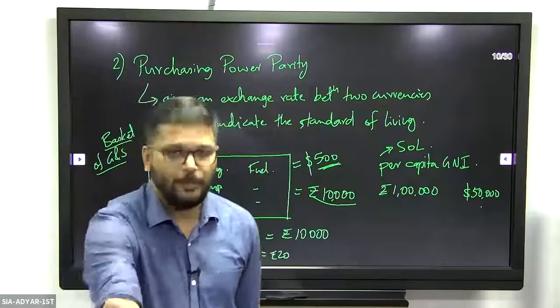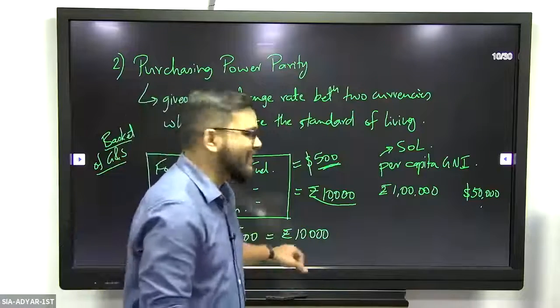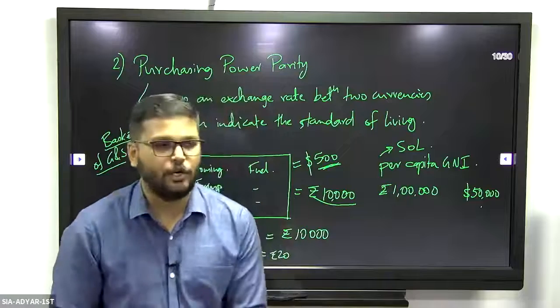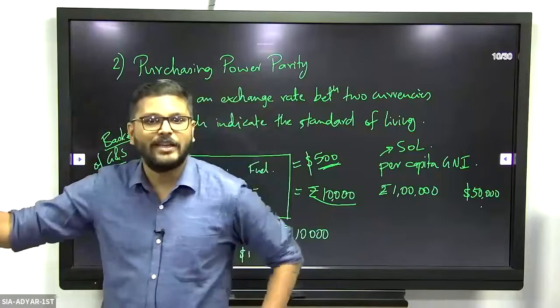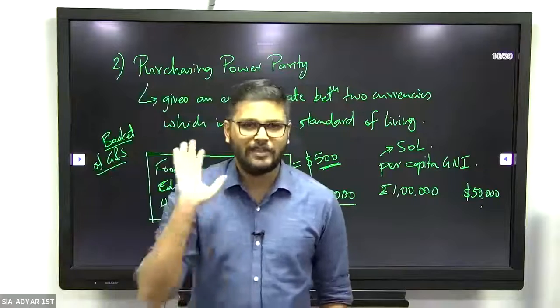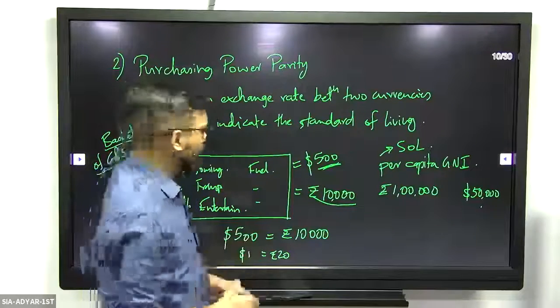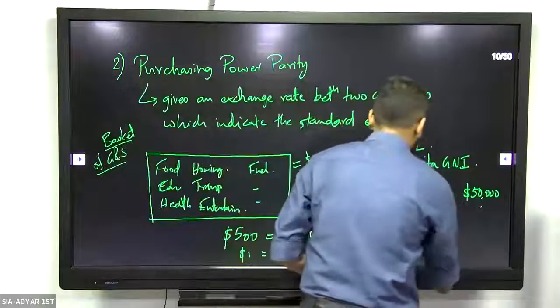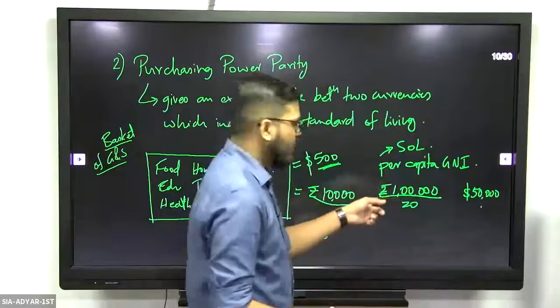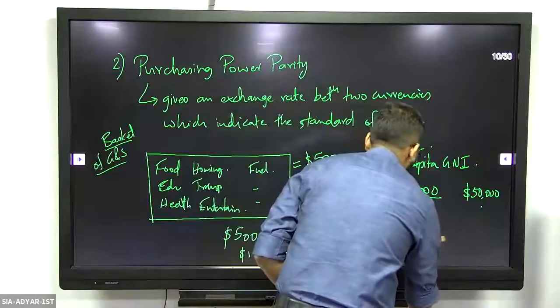We are not giving 20 rupees to get an actual dollar, or we are not giving a dollar and getting 20 rupees. But this exchange rate is indicative of the standard of living. We are saying that an American who's earning $1 and an Indian who's earning 20 rupees have the same standard of living. So now we take this and we convert this, 1 lakh divided by 20, we'll get $5,000.